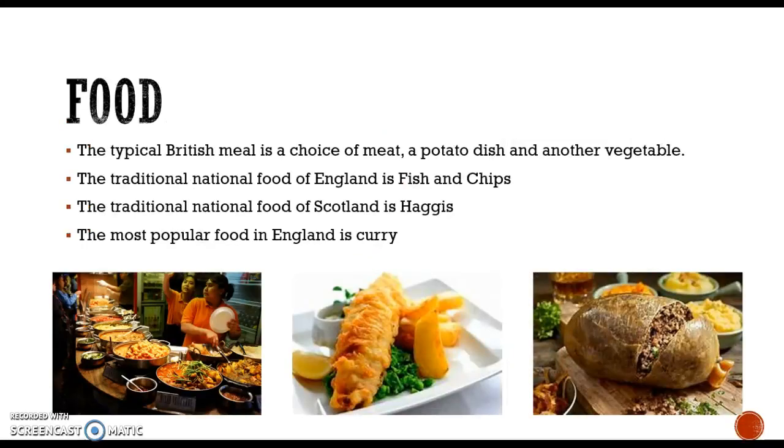Now, food is a huge part of any culture, and in the UK, a typical meal is a choice of meat, a potato dish, and another side of vegetable. The traditional national dish of England is fish and chips. So the fried fish is your choice of meat. The chips, or French fries as Americans call it, would be the potato dish, and the other vegetable is typically the mushy peas. The traditional national food of Scotland is haggis, which is meat and grains and seasonings all stuffed in a sheep's stomach and baked or steamed.